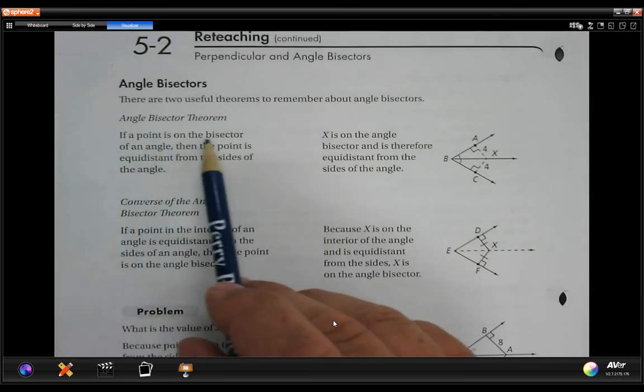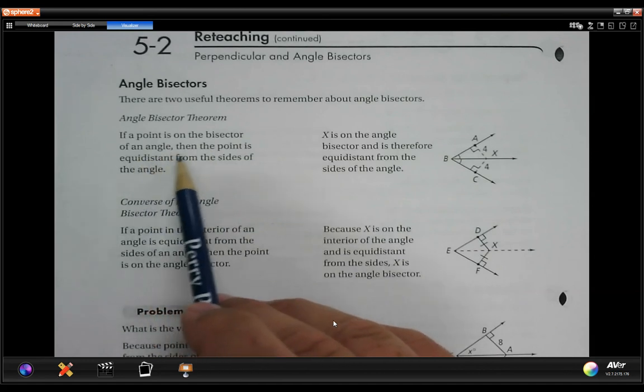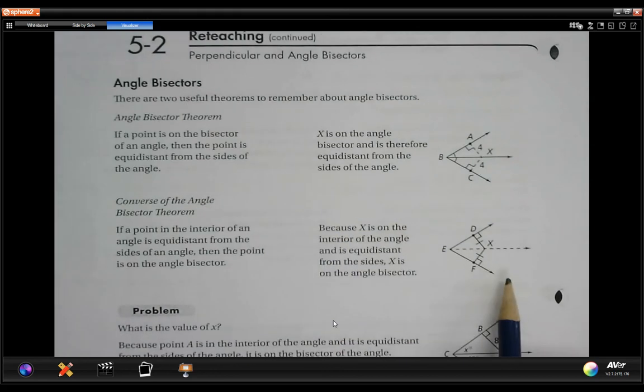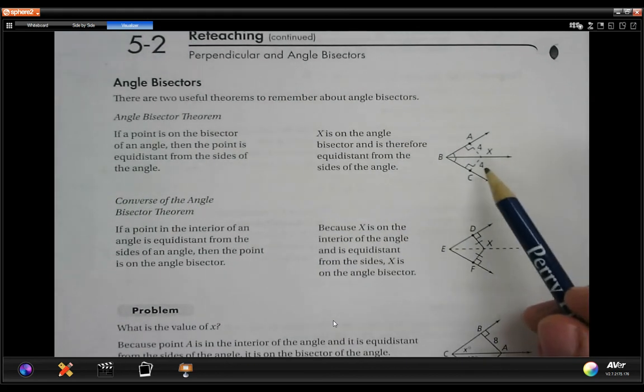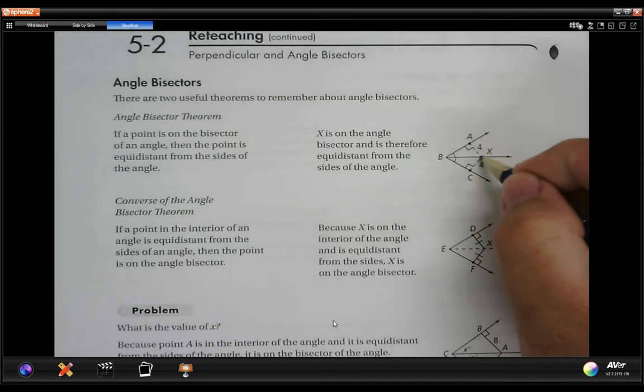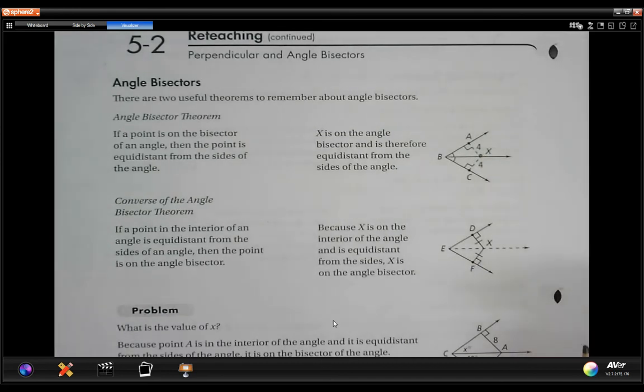It says if a point is on the bisector of an angle, then the point is equidistant from the sides of the angle. So if you bisect an angle in half and you draw lines from its rays to a single point on a bisector, like this single point on this bisector here, then it's saying that value is going to be the same.